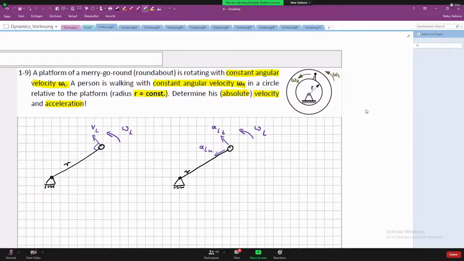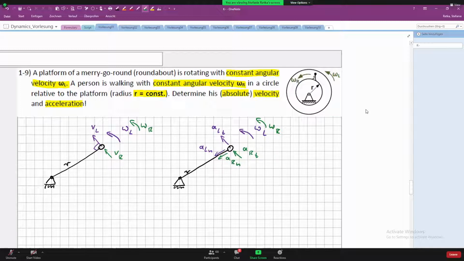Then for our relative motion, we have omega r pointing in same direction, meaning that the relative velocity vector points in same direction as well. Tangential on the path in direction of the leading velocity. And for the acceleration, it's the same. We have a relative tangential and a relative normal in general.